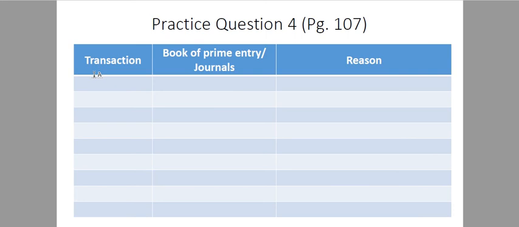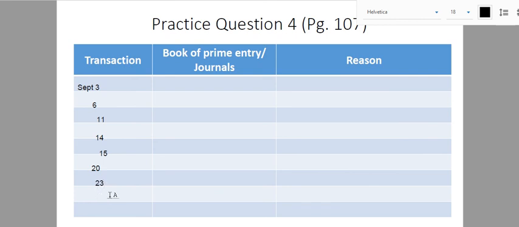I will just write the date here for the transaction. For example, the first one is September 3rd. So I will just write Sept 3rd, September 3rd. And the next one is 6th. So we'll just write 6, and then 11th, and then 14th, 15th, 20th, 23rd, and then we have 25th, and then 30th. So these are the transactions on different dates there. So I'll just put the dates here. You can look up from your textbook the transaction.